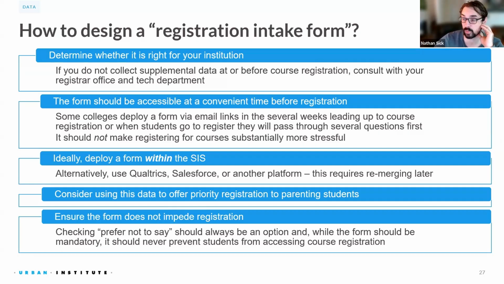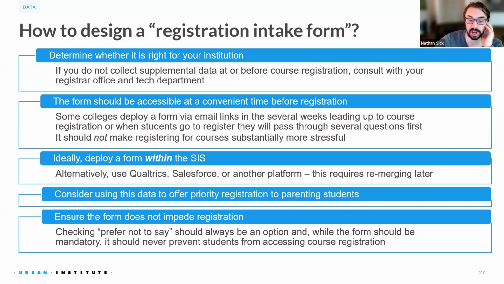Consider using this data to offer priority registration. If you do offer priority registration to parenting students, I would argue this data is mandatory, because how are you going to offer priority registration to parenting students if you don't know who they are? And you need to find out who they are before registration. So I would say, that's pretty much mandatory if you offer priority registration.